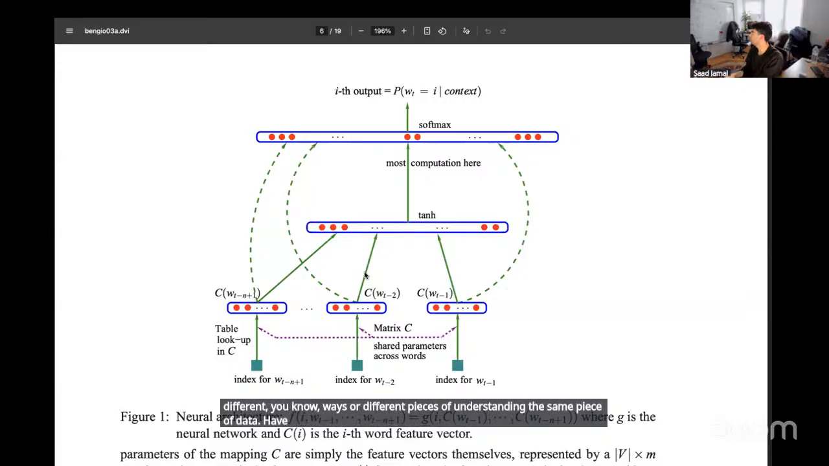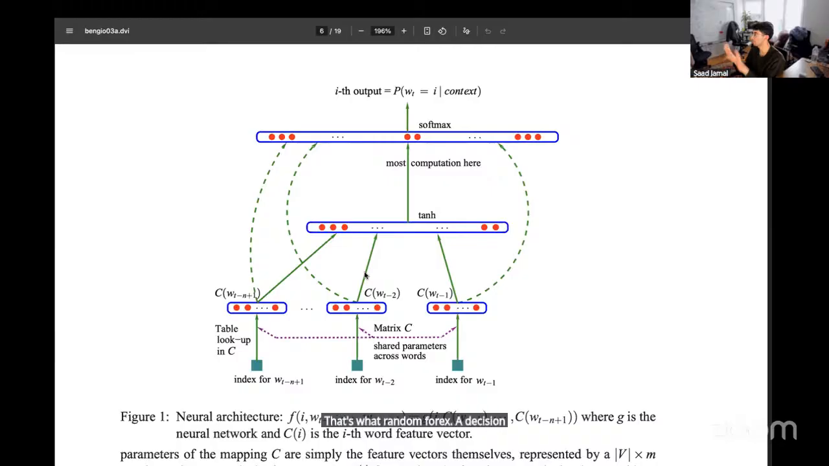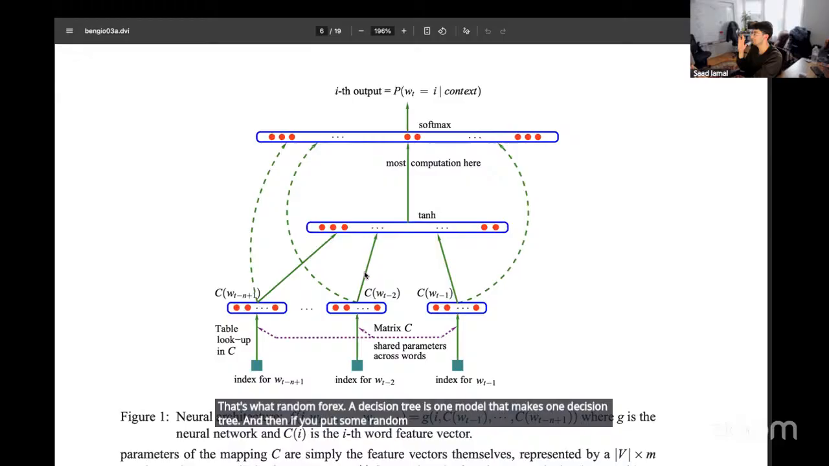Have you heard of random forests, decision trees? Yeah. That's what random forests are. A decision tree is one model that makes one decision tree. And if you put some randomization into it and make multiple decision trees, it turns out that having a majority of models vote on a result is more powerful than just one decision tree with more parameters.